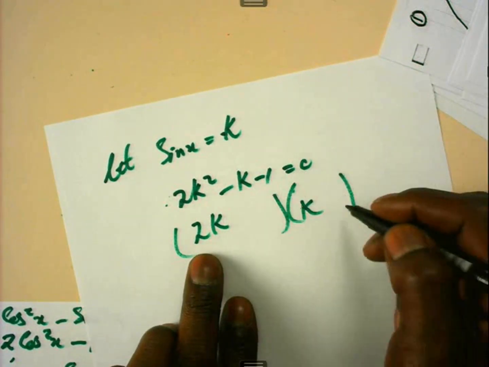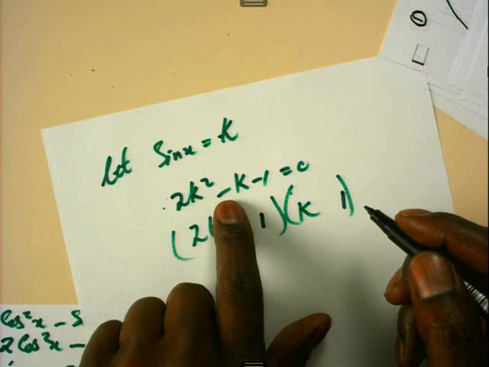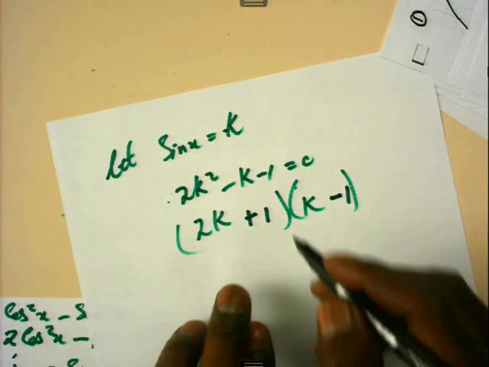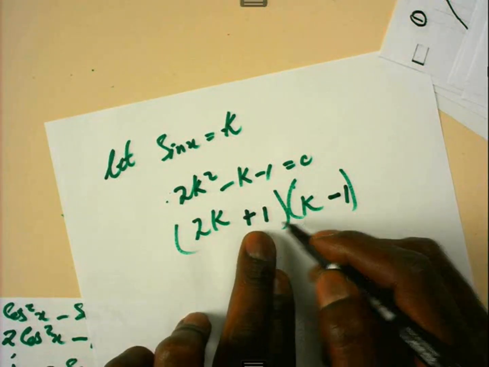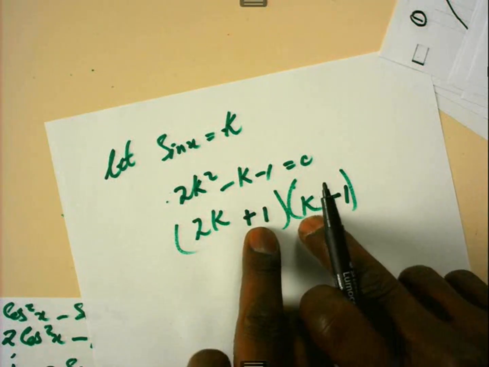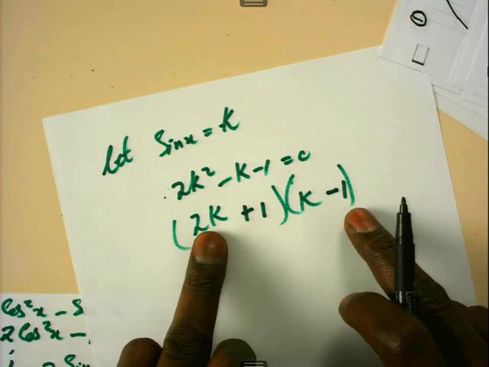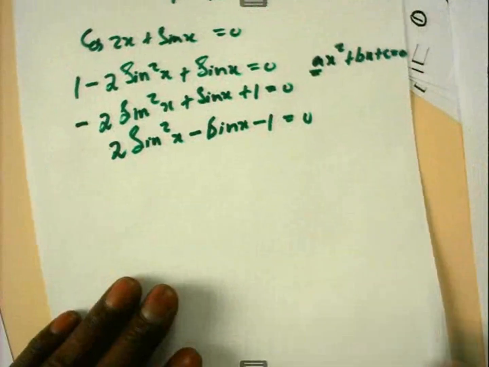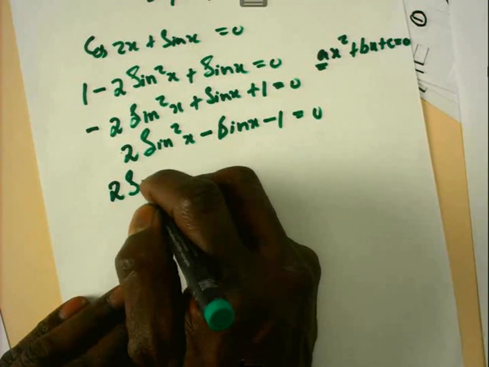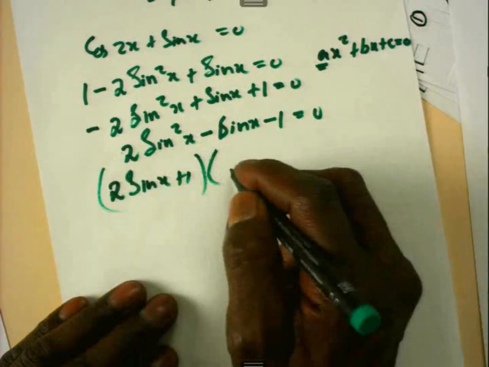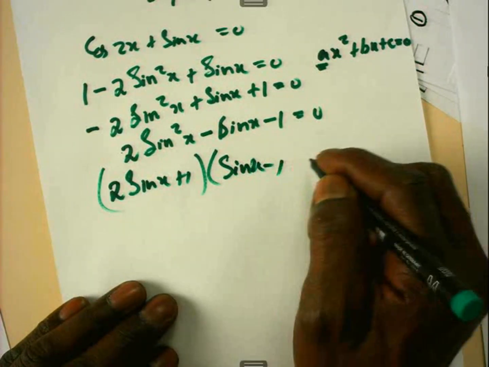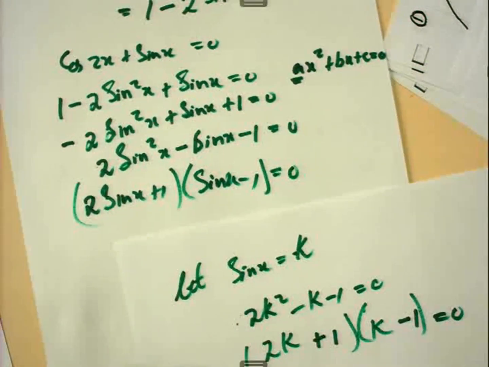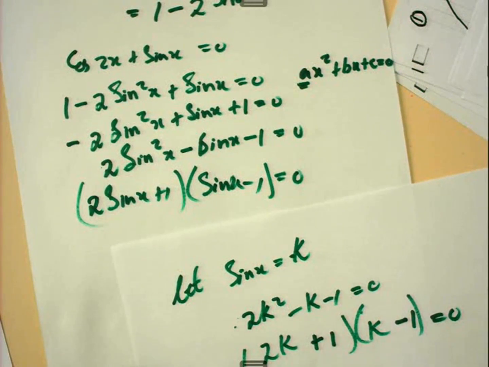Factors of 1 are 1 and 1. The middle term is minus, so the big number should take the negative sign and the small number should take the positive sign. It's small because 1 times k is k, 2k times 1 is 2k. So I factorize that, using my algebra, and I'll have 2 sine x plus 1 into sine x minus 1 is equal to 0. Then I'm having my format as a times b is equal to 0.